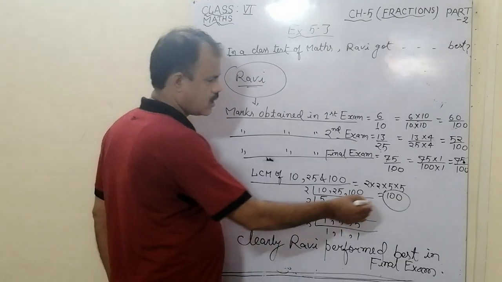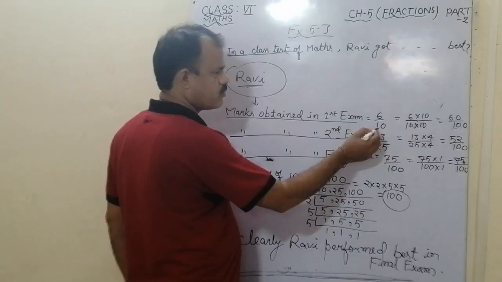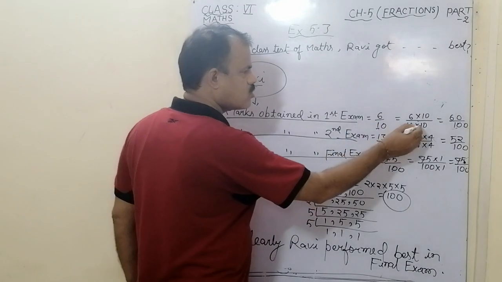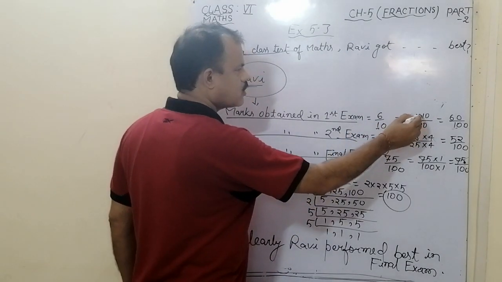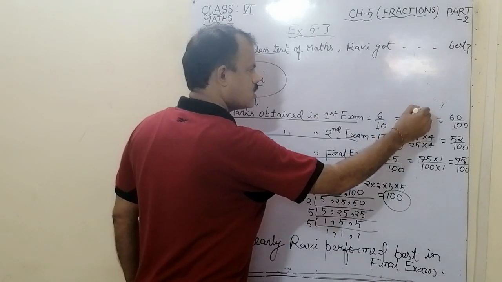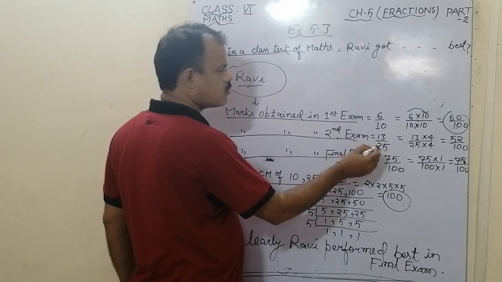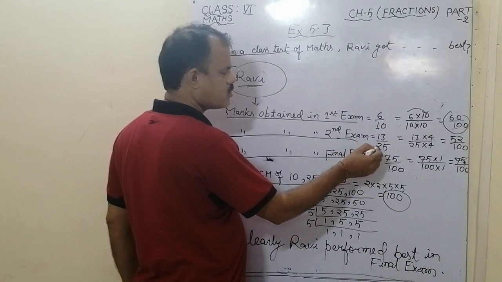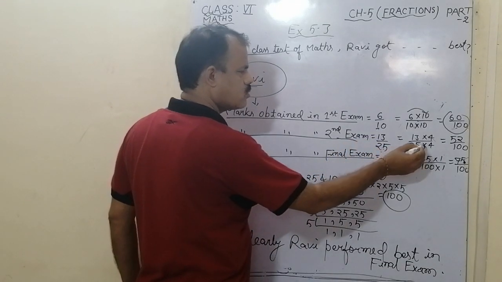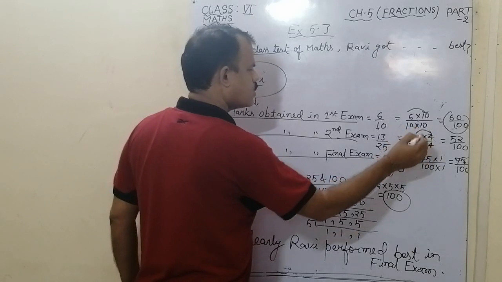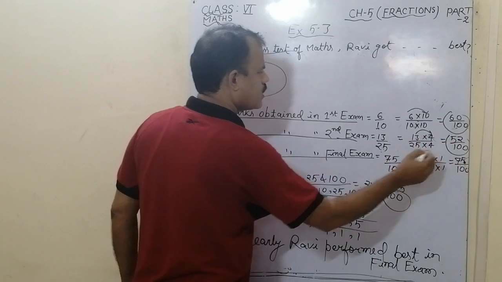So students, here LCM is 100. 6 by 10, we change this 10 into 100. So 10 into 10 is 100, so we multiply the numerator side also. So it becomes 60 by 100. Next, 13 by 25, we have to change the denominator 25 into 100. So multiply by 4, and the numerator side also multiply by 4. It becomes 52 by 100.